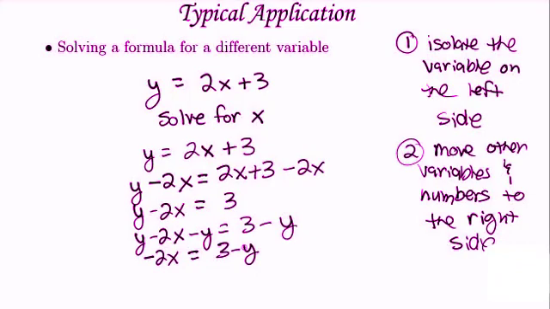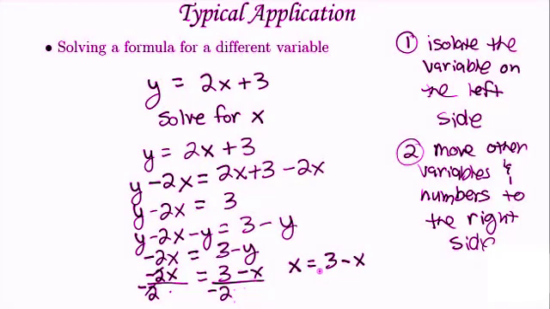Using our typical technique, if it's multiplication, we're going to divide in order to isolate the variable. So I'm going to divide both sides by negative 2. Let me correct that: just by negative 2, not by negative 2x. So negative 2x divided by negative 2. The negative 2's cancel out, and I'm left with x equals 3 minus y over negative 2.